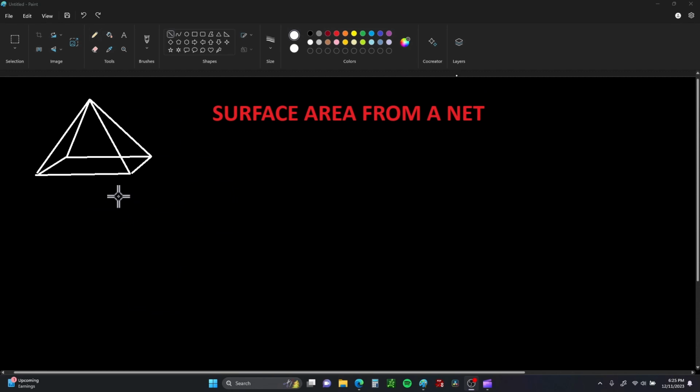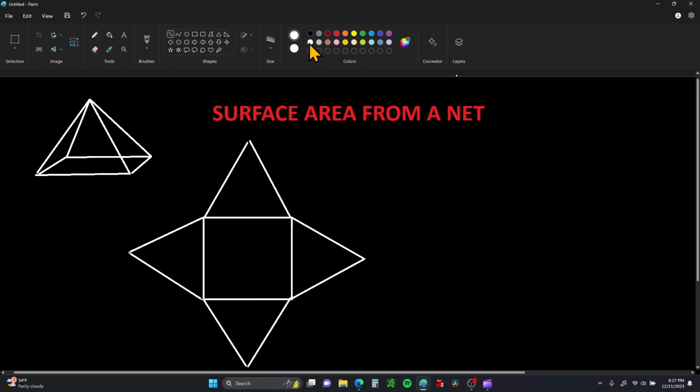Here we have a square pyramid. The base of the pyramid is a square. You can have a triangular pyramid. You can have a pyramid with anything at the base. And if you had a circle at the bottom, that would be a cone. This one is a common net that we would work with, so I'm just going to freehand draw this.